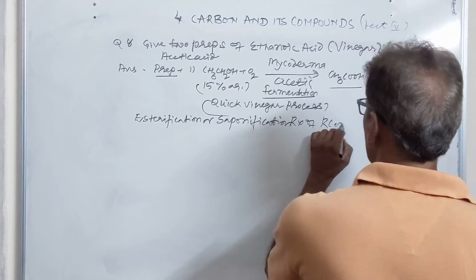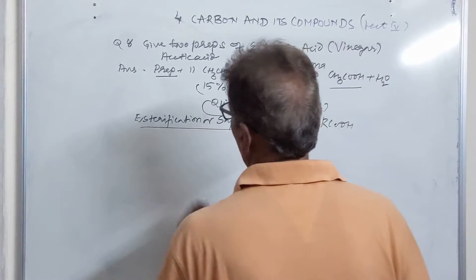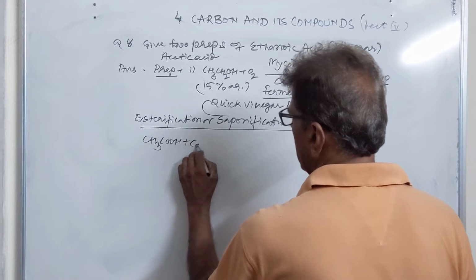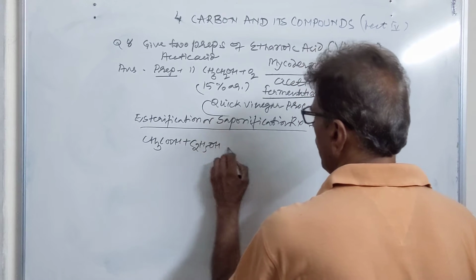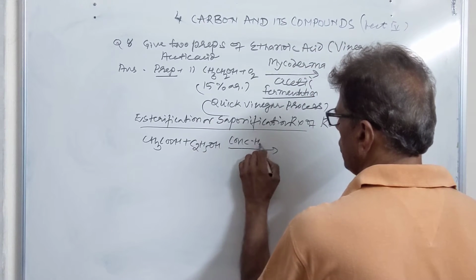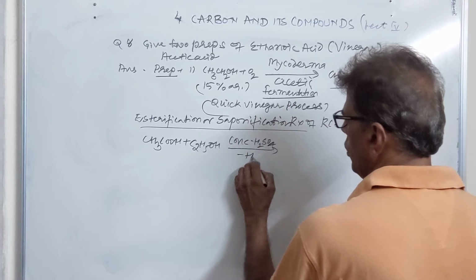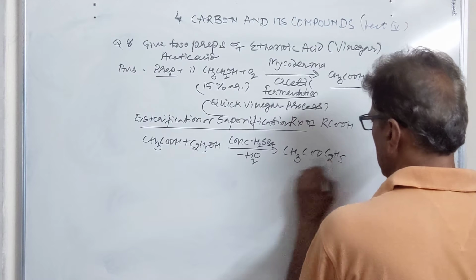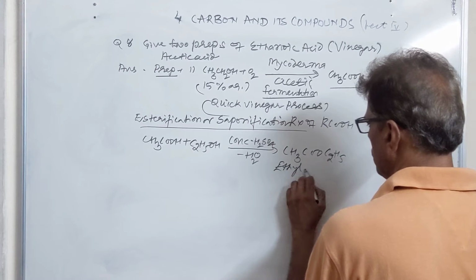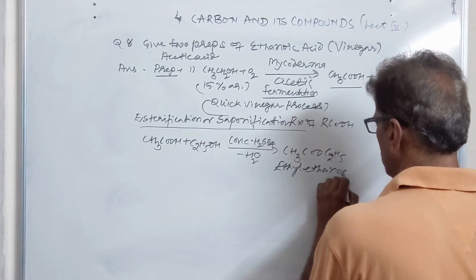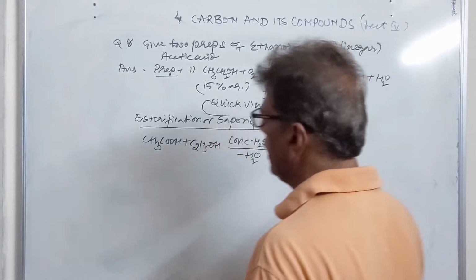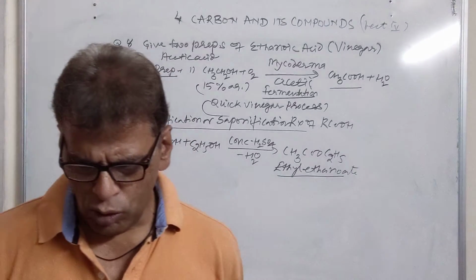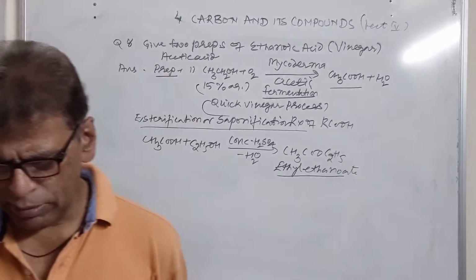Of carboxylic acid. Now what is the esterification reaction? Here carboxylic acid is treated with ethyl alcohol in the presence of concentrated sulfuric acid to liberate a water molecule, and we get an ester. This is ethyl ethanoate. This reaction is called saponification or esterification reaction, and now we have prepared the ester by this method.